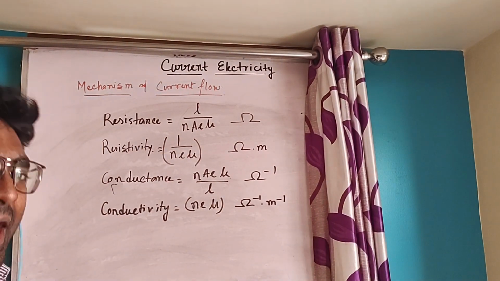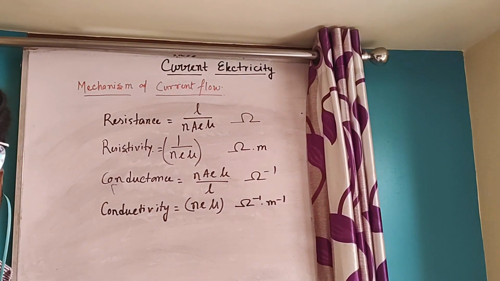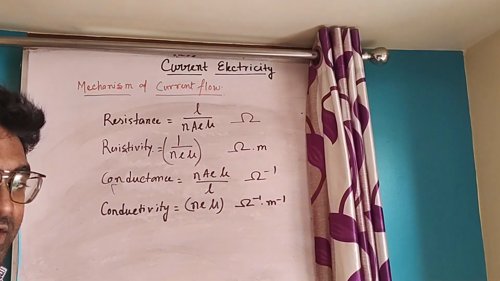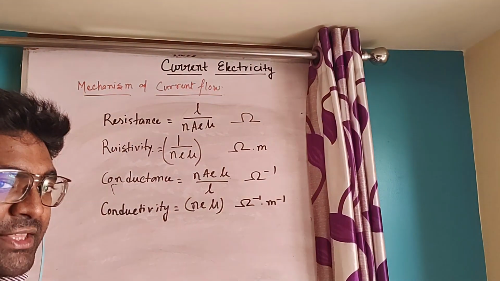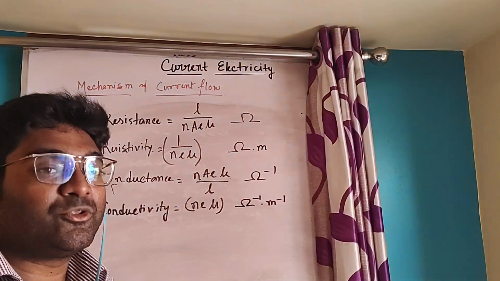Now, a material with high conductivity should have the lowest specific resistance or resistivity. They are inversely proportional. Now, what are superconductors?